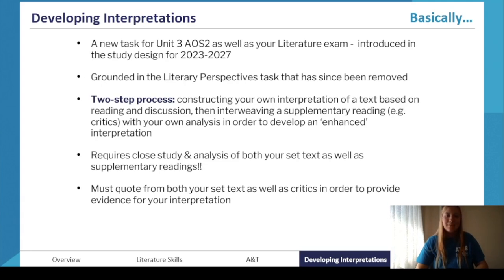Both sections of the exam have changed a bit, and it's quite a big study design change for literature, isn't it? So it's grounded in the literary perspectives task that has since been removed that I mentioned at the beginning of our lecture. In literary perspectives, students used to have to form an overall interpretation pretty much of their text based on a prompt, but a lot of their discussion and analysis had to circle around a chosen literary perspective, say Marxism, feminism, modernism, and so on and so forth, whatever was relevant to their text.